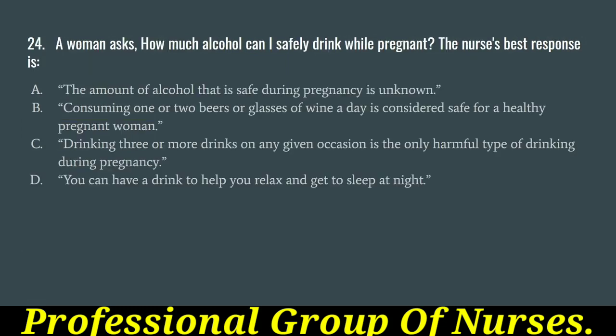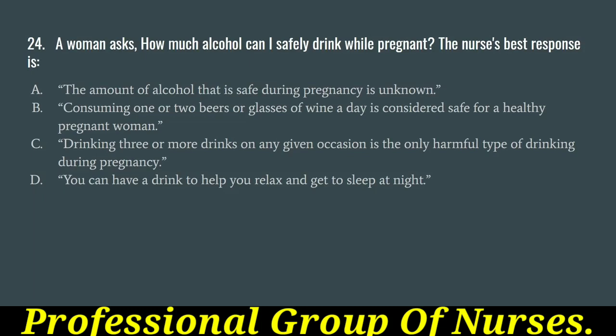Question 24. A woman asks, how much alcohol can I safely drink while pregnant? The nurse's best response is A. The amount of alcohol that is safe during pregnancy is unknown. B. Consuming 1 or 2 beers or glasses of wine a day is considered safe for a healthy pregnant woman. C. Drinking 3 or more drinks on any given occasion is the only harmful type of drinking during pregnancy. D. You can have a drink to help you relax and get to sleep at night.